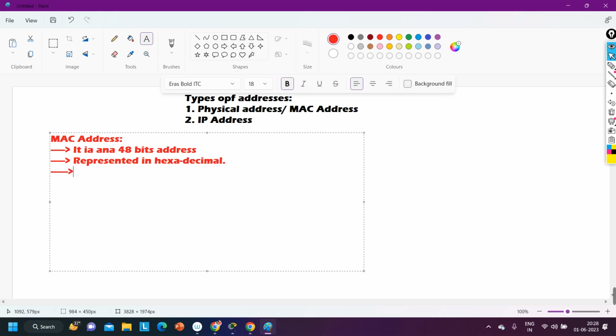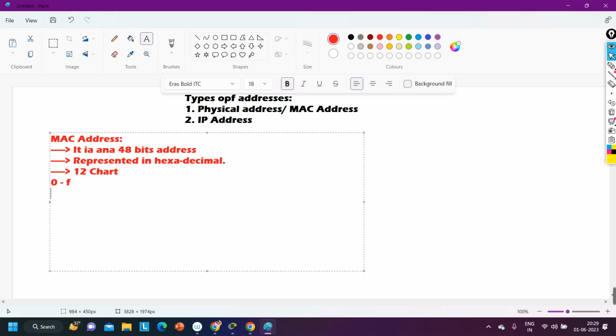That means how many total characters do we have in a MAC address? It is a 48 bits address, and one hexadecimal character needs 4 bits. So the total number of characters in the MAC address will be 12. Yes, 12 characters will be there. Each character can have a value from 0 to F, as you know hexadecimal has a total of 16 characters, 0 to F.